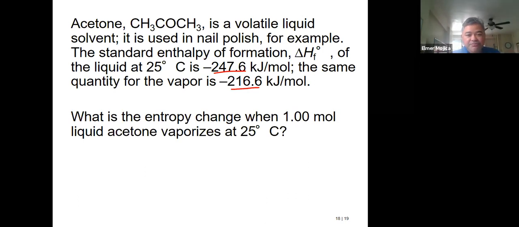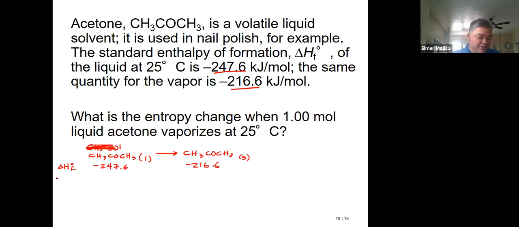So if you have a problem like this, the thing that you're going to do is write your acetone. So this is liquid and then acetone vapor. And then we can put the delta H there because that's the one that is given. In the liquid, you have negative 247.6. In the vapor, you have negative 216.6. And in terms of the number of moles, all of them are 1.